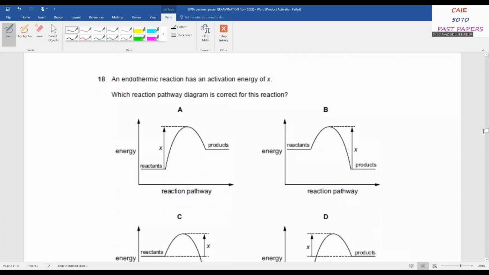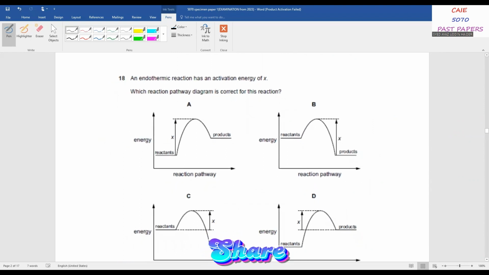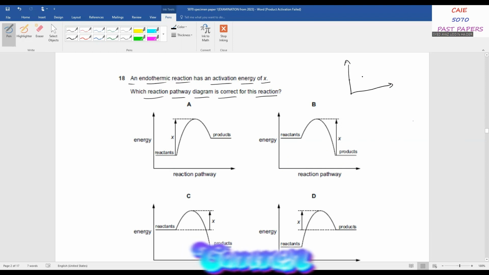18. An endothermic reaction has an activation energy of X. Which reaction pathway diagram is correct for this reaction? For endothermic reaction, remember the energy hump moves up, which means that when the product absorbs some energy, it should be at the higher energy state than the reactant. So you must have hump in this way. This will be the hump for endothermic process.